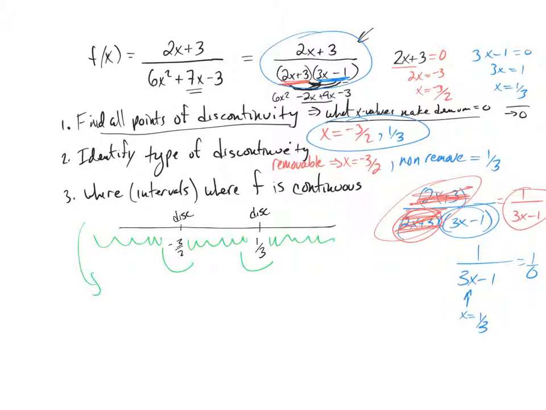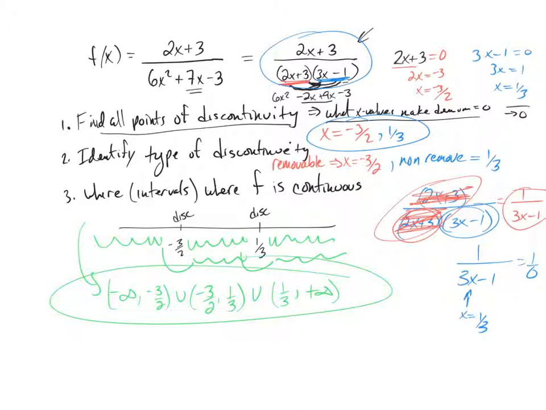So the intervals where we're continuous is negative infinity to negative 3/2, joined up with this stuff between here, which is negative 3/2 to 1/3, joined up with this stuff over here, which is 1/3 to positive infinity. So there's your type of question. Super, super easy, as long as you get those basic ideas and you understand the vocab, as long as you can factor, which is a thing.